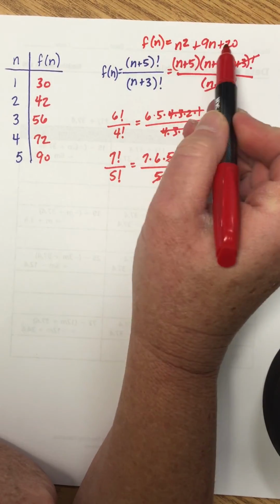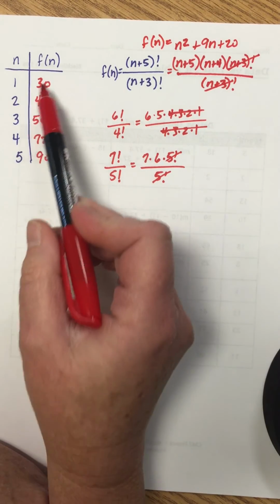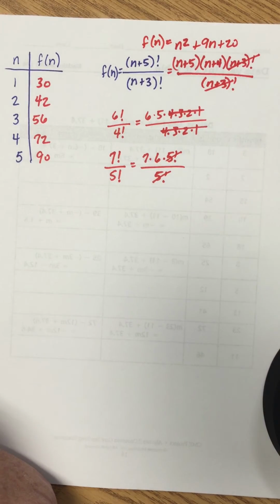And to write the recursive form for that, we could just go back to our table and follow our steps for writing a recursive form for a quadratic, which is in a different video, and you can go back and watch that.